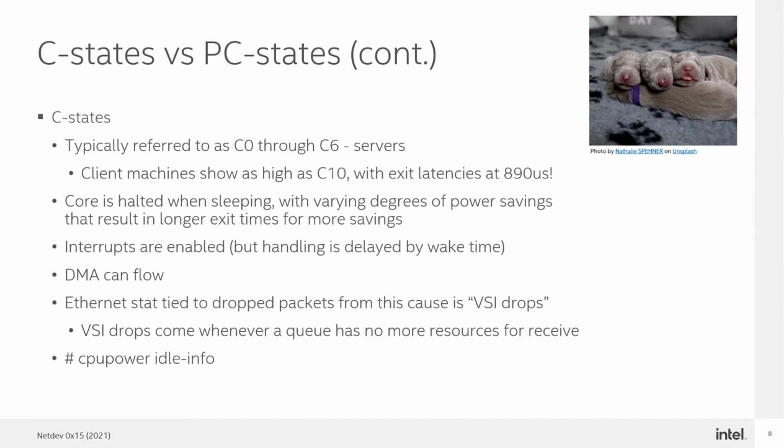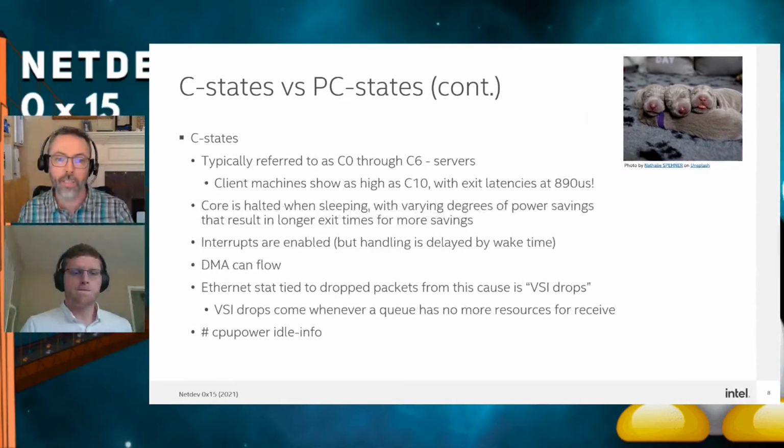So DMAs can flow, and the driver needs to have an awake processor in order to process packets. In this case, if a packet is dropped because the ring was full, meaning that the CPU, for whatever reason, couldn't handle processing all the packets that were arriving on that queue, then this is counted in VSI drops. And you can see that in ethtool. You can also look at your system's available C states, or core states, with the cpupower idle-info command or turbostat.